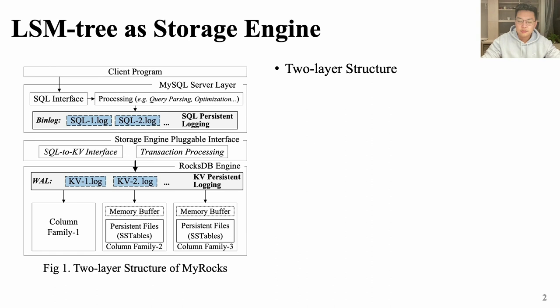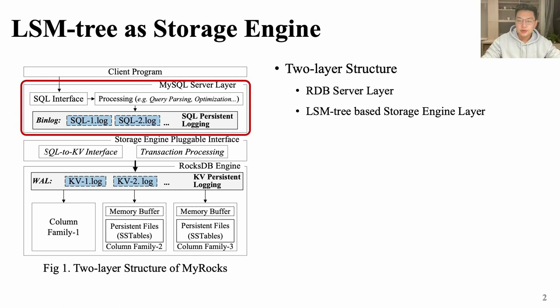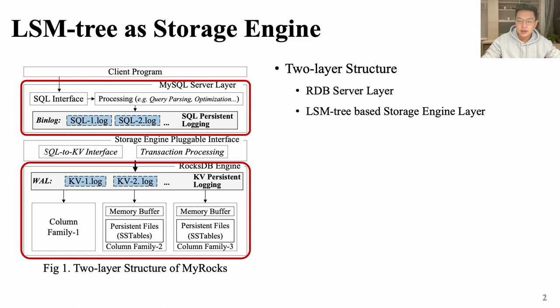On the top RDB layer, the RDB logic handles the database-related complexities, such as buffer pool management, query optimization, data recovery, and etc. At the bottom storage engine layer, the storage engine processes requests from the RDB layer and is responsible for reliably and efficiently storing data in persistent storage. Such a design enables great flexibility and efficiency, allowing the two layers to be independently optimized without affecting each other.